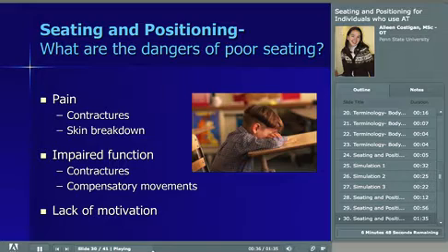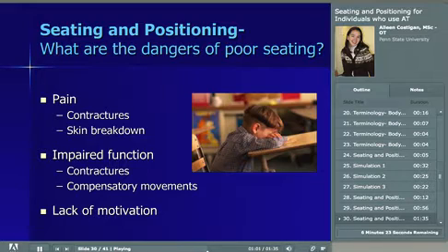Poor seating and positioning may also result in impaired function. Contractures, which can negatively impact range of motion, may impact function. For example, imagine how much more difficult it would be to reach for objects that you want or need if your bicep muscle was contracted so that your elbow was always bent at 90 degrees. Imagine if you were dependent on those objects for communication or other fundamental life activities.